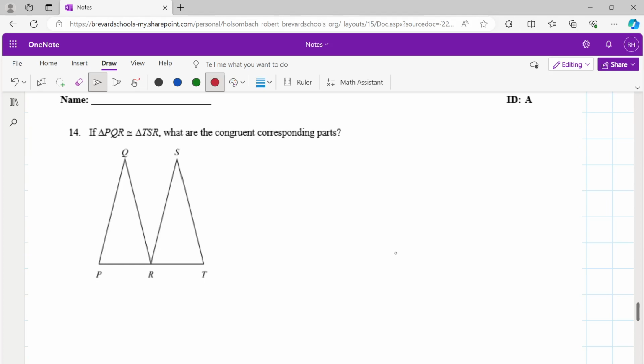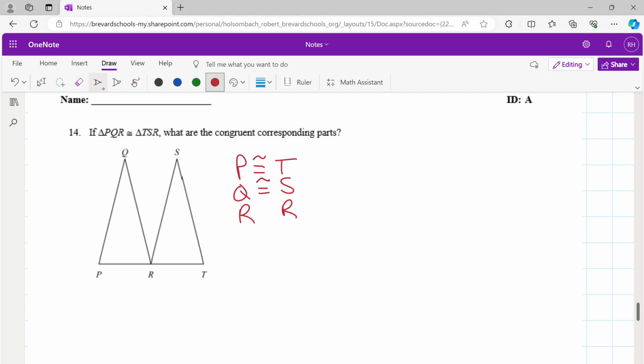Okay, if PQR is congruent to TSR, what are the congruent corresponding parts? You don't need to look at the picture, do you? Or I'm telling you, you don't need to look at the picture. What are the congruent corresponding parts? That's the angles and sides. So what's P congruent to? Good. And Q is congruent to. And R is congruent to. R is congruent to R. Good.